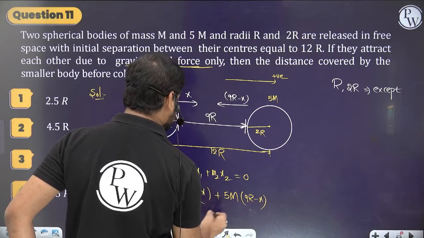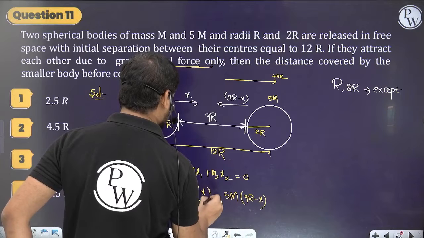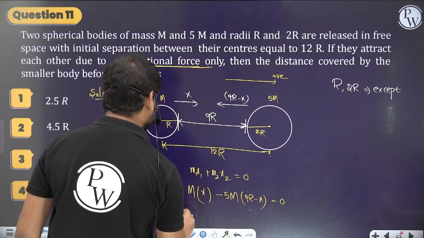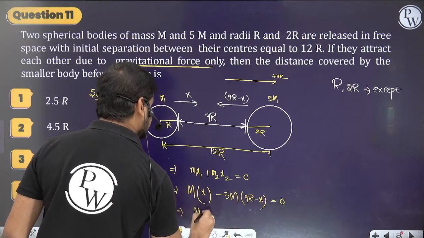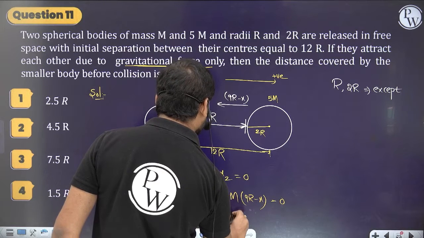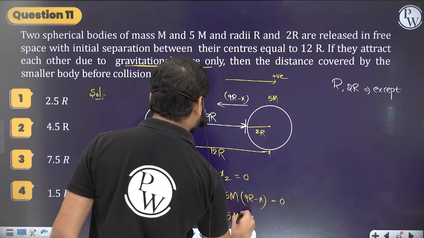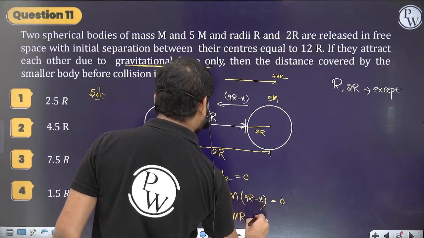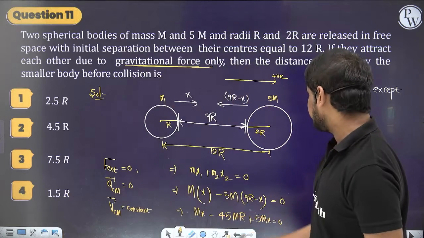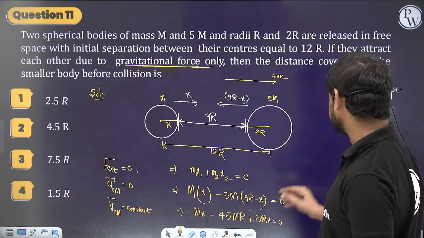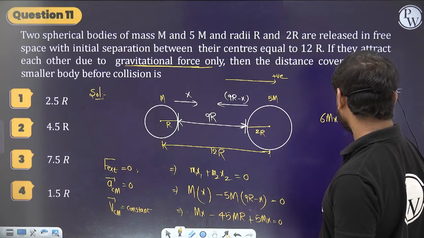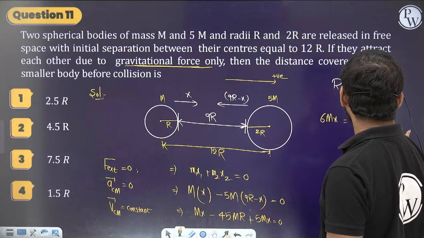So I am taking this as minus. Why? Because it is towards left, so minus. So here I can write m into x minus 9 into 5, 45, m into r, so minus into minus, 5mx is equal to 0. So I can write 5mx plus mx, which is 6mx, is equal to 45mr.